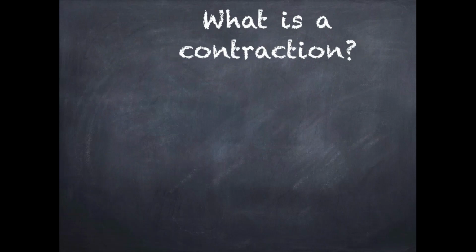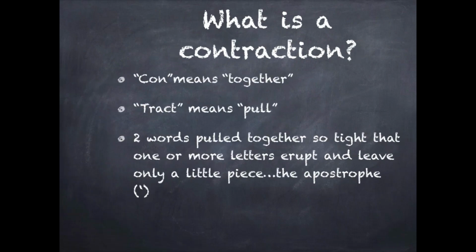Okay, so what exactly is a contraction? First, let's take the word apart. And you've been learning a lot about word parts in spelling this year. So con means together. Tract means pull. So pull together. So a contraction is where we're going to pull two words together, and we pull them so tight that one or more letters erupt and they leave only a little piece to make one word now. And that little piece that's left, once they take some letters away, is called an apostrophe. And it looks like this guy right here.